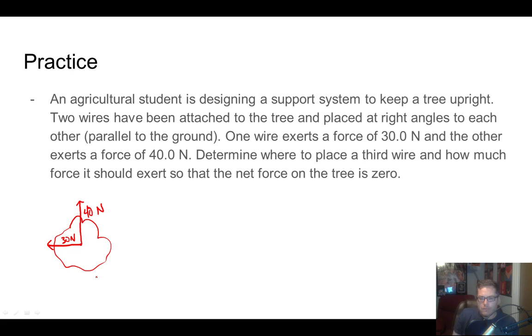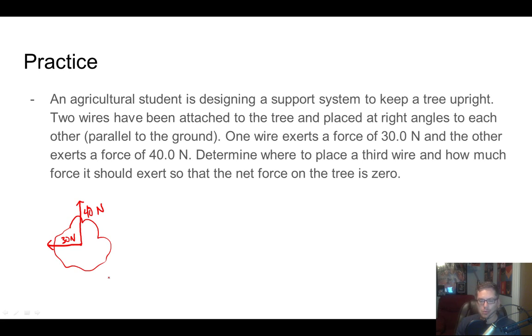Now remember, forces are vectors. So if we want to figure out what we need to do in order to perfectly counteract that, because if you want to support a tree, you don't want to pull it one way or the other. You want to pull it so everything's pulling exactly equal. And if we're pulling it exactly equal, it'll keep the tree straight, right?